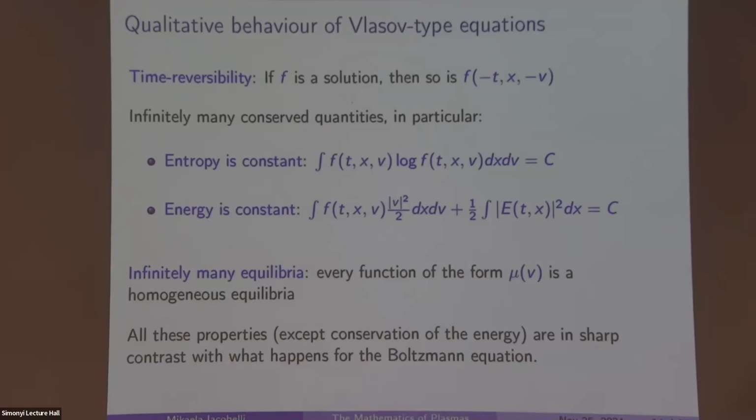And I'm stressing all these properties because for whoever knows what happens in the context of neutral gas, this is in sharp contrast because, for example, Boltzmann is irreversible. There is this famous H theorem that says that the entropy can never decrease. And this was proved by Boltzmann. And the idea is that here we have conservation of entropy, and so even at the mesoscopic level, we are not seeing irreversibility.